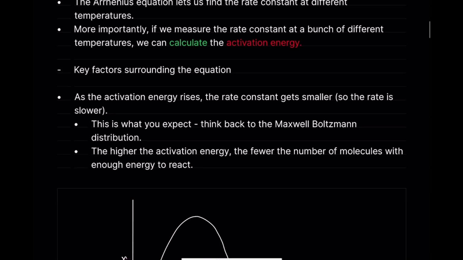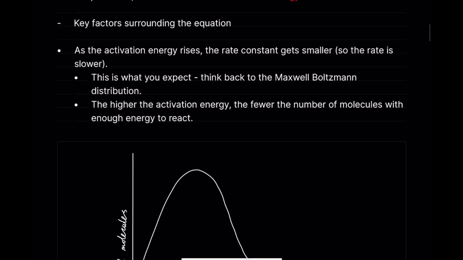So there's a couple of key factors surrounding the equation. As the activation energy rises, the rate constant gets smaller, so the rate is slower. And this is what you'd expect, because if you think back to the Maxwell-Boltzmann distribution, the higher the activation energy, the fewer molecules there'll be with enough energy to react. So if the activation energy rises, there's a higher energy requirement that needs to be reached for the particles to successfully collide and react, which means there's now a lower number of particles with energy greater than the activation energy to successfully collide and react.